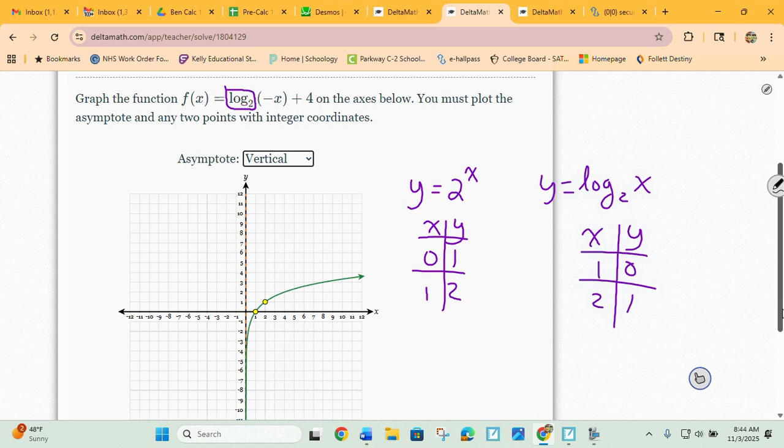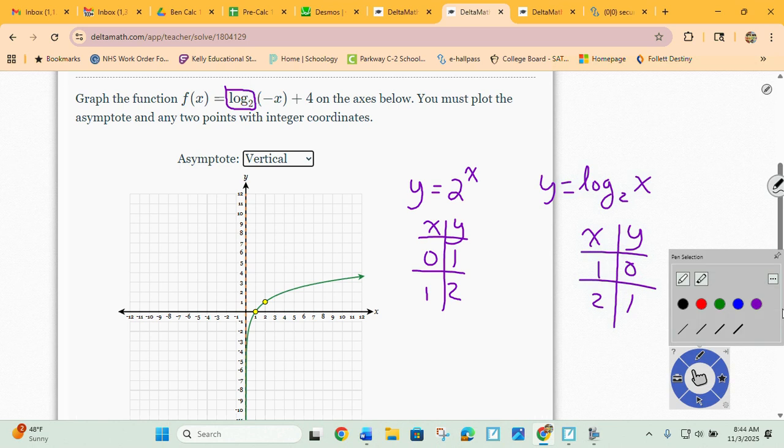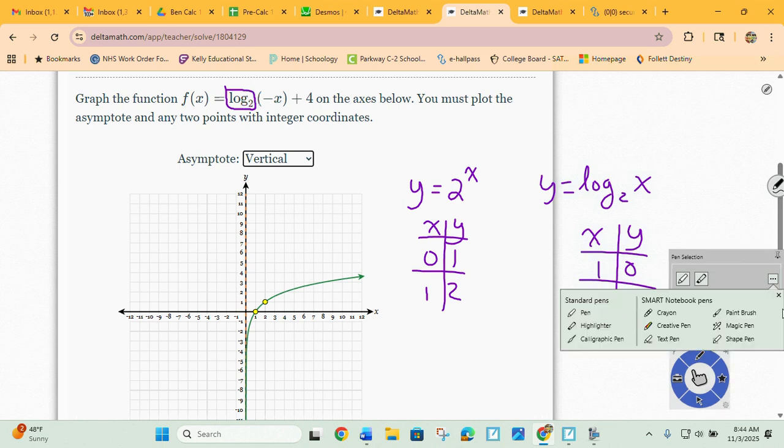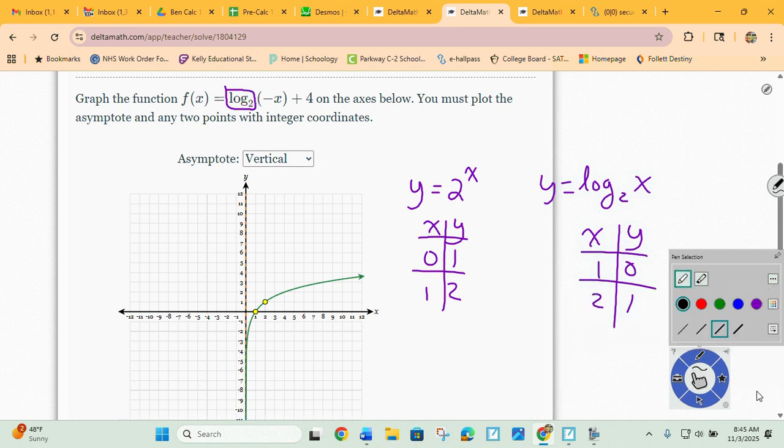So now what do we have left? We've got some transformations to do. So let's go ahead and pick a new color, like pink. Okay, so let's go ahead and look.